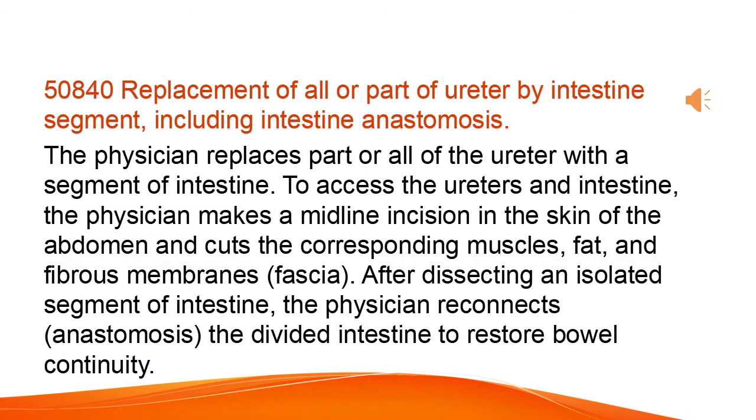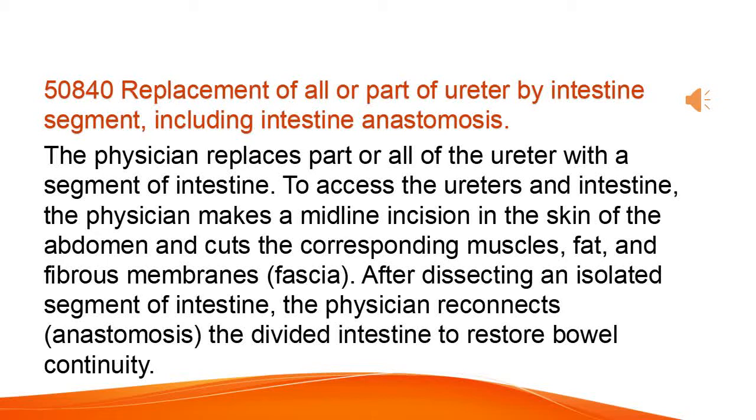Replacement of all or part of ureter by intestine segment, including intestine anastomosis. The physician replaces part or all of the ureter with a segment of intestine. To access the ureters and intestine, the physician makes a midline incision in the skin of the abdomen and cuts the corresponding muscles, fat, and fibrous membranes, fascia.